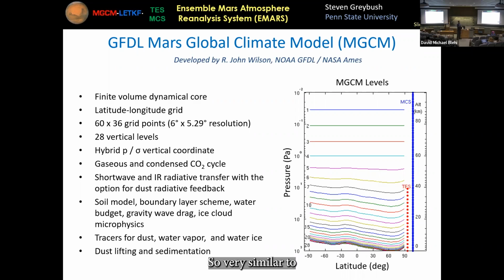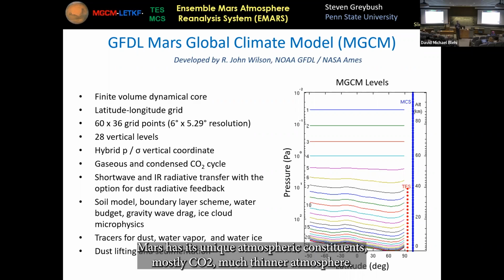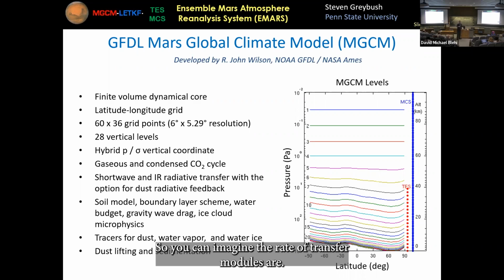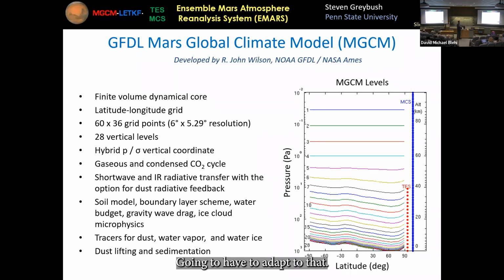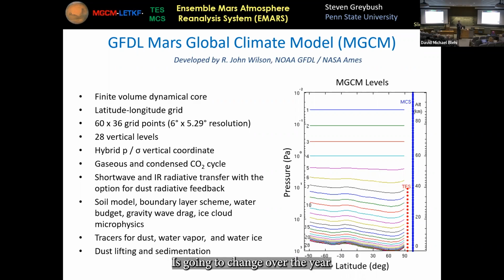So it's very similar to the Earth, except there are some things that are unique for Mars. Mars has its unique atmospheric constituents, mostly CO2, and a much thinner atmosphere, so you can imagine the radiative transfer modules are going to have to adapt to that. We definitely want to include the impact of dust for Mars, where we might, in many cases, neglect that for Earth. And we want to think about how that CO2 atmosphere and its cycle is going to change over the year. So there are some unique aspects to this model.